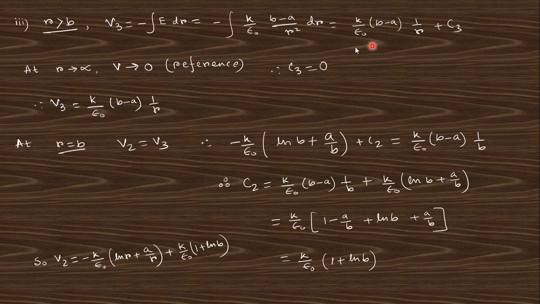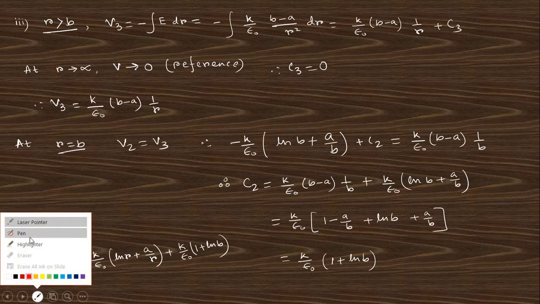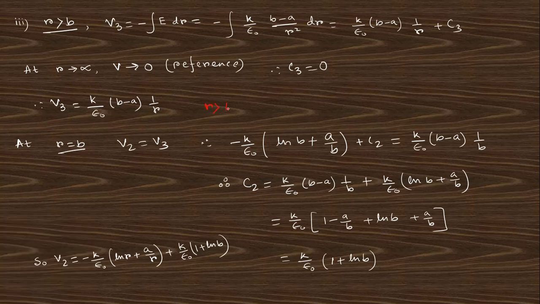Now with infinity as the reference, at r tends to infinity v will be 0. Putting r tends to infinity, v equals 0, so c3 will be 0. So you will get v3, the potential for r greater than b. When r is greater than b, this is the potential. And at r equals b, the potential is continuous, v2 equals v3. v2 is for r between a and b, and v3 is for r greater than b.